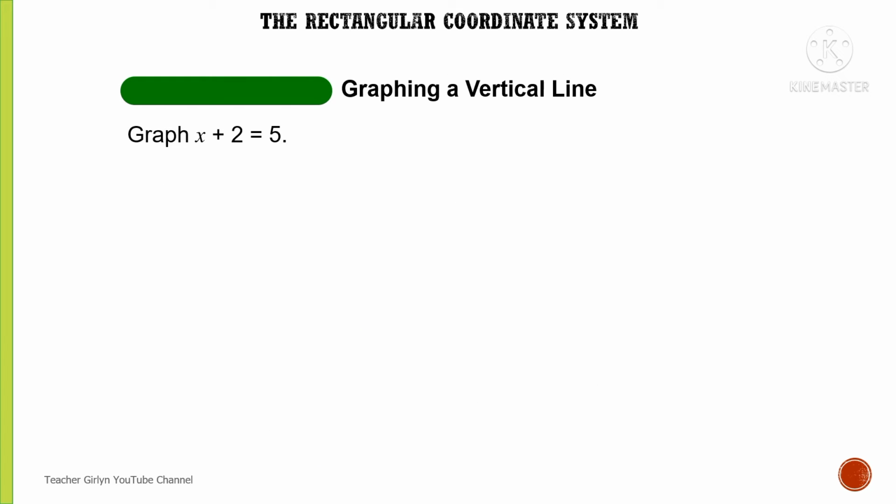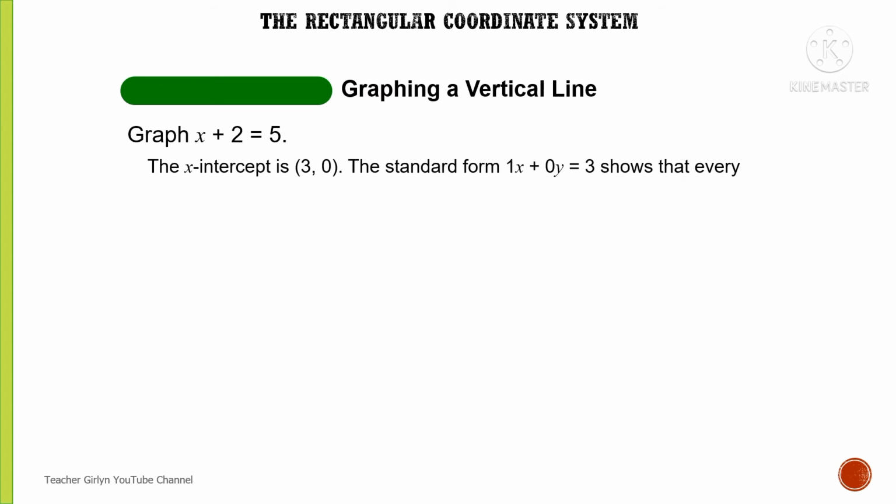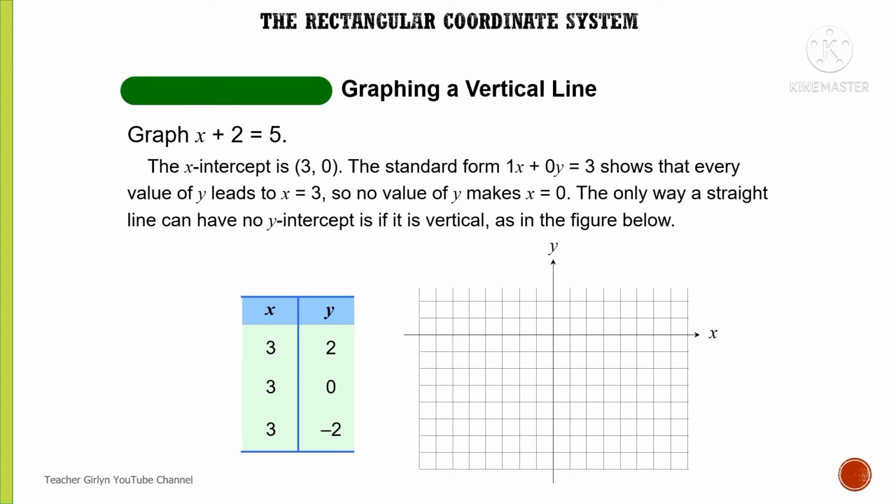Graphing a vertical line. For instance, graph the equation x + 2 = 5. The x-intercept is (3, 0). The standard form 1x + 0y = 3 shows that every value of y leads to x = 3. So no value of y makes x equal to 0. The only way a straight line can have no y-intercept is if it is vertical, as in the figure below.